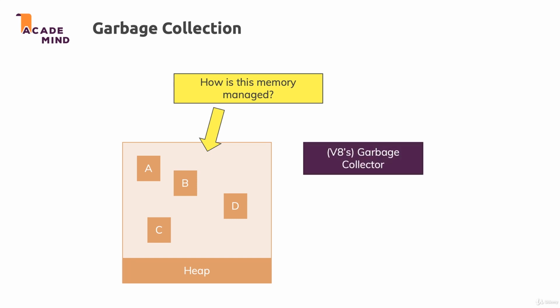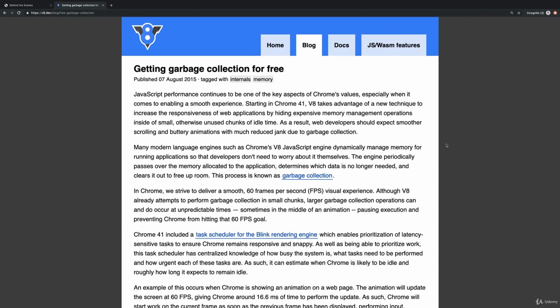Well, there is a thing which is called the garbage collector. Every JavaScript engine has one. So here, let's say we're talking about V8's garbage collector, which is the JavaScript engine Chrome ships with. But of course, Firefox and so on, the engines built into these browsers also have a garbage collector. Now, what does the garbage collector do?